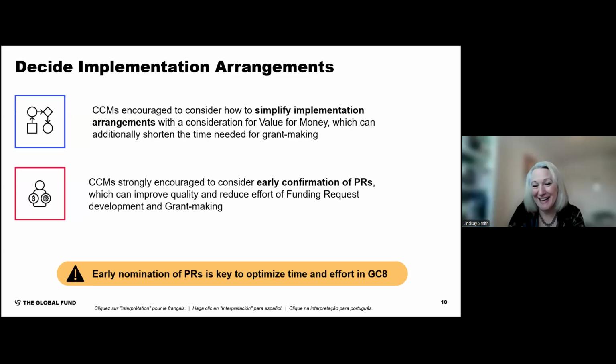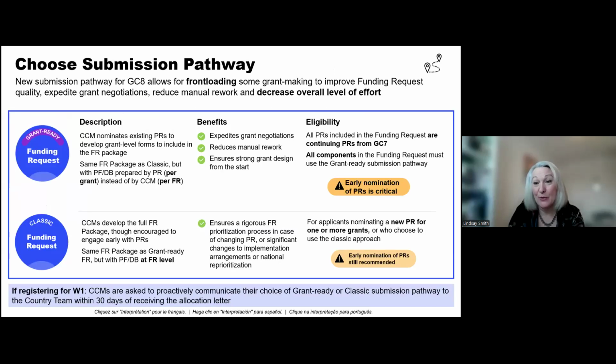Let's go on to the next slide and I'll explain a little bit more about the opportunities to advance that grant-making. For Grant Cycle 8, we are introducing a new option that CCMs can consider. They will still be expected to complete the full funding request package that includes the narrative and all of the annexes that have been identified as necessary for Grant Cycle 8.